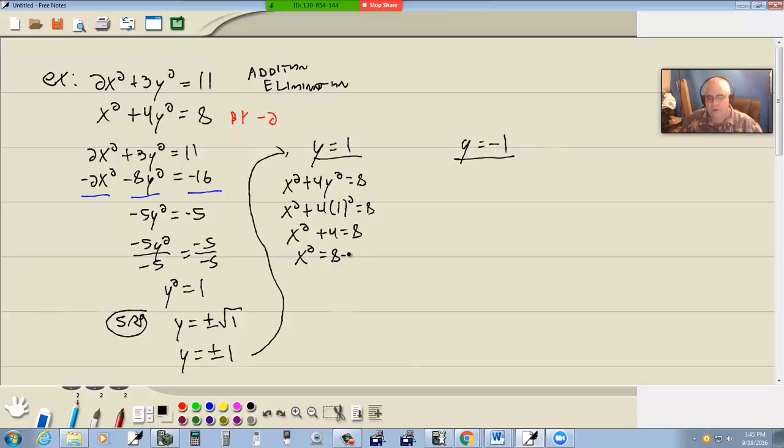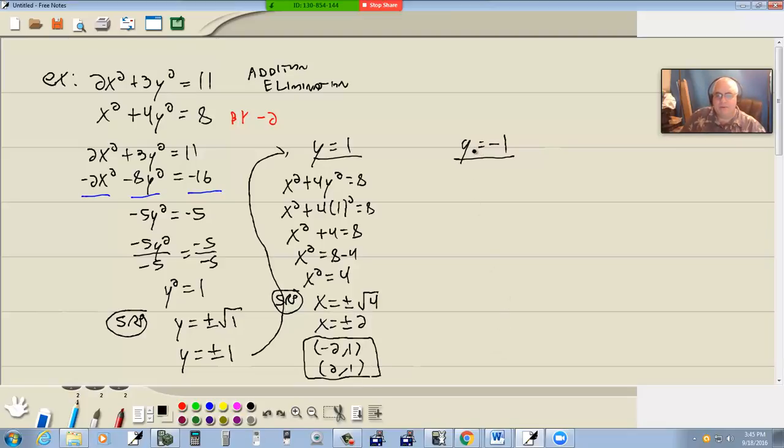Take the 4 over, we got 8 minus 4. So we got x squared is equal to 4. And square root property again says you drop your squared and you put a plus or minus square root around the other side, which gives us plus or minus 2. So for that one y value, we're going to have negative 2, 1, and we'll have a positive 2, 1.